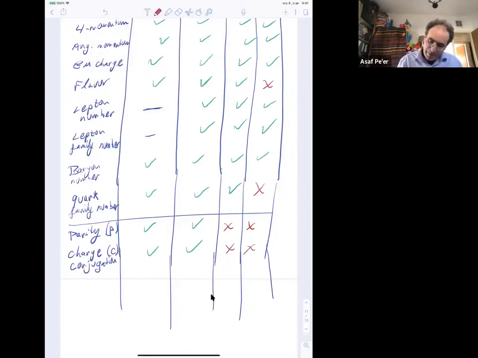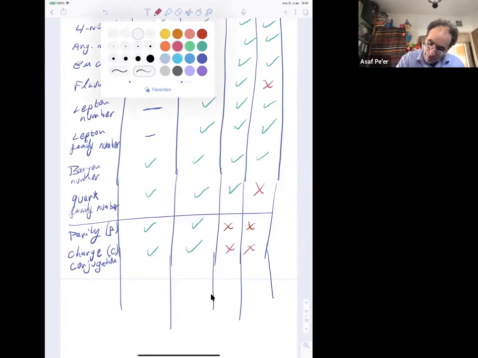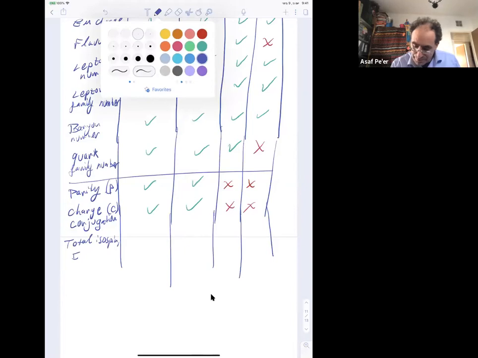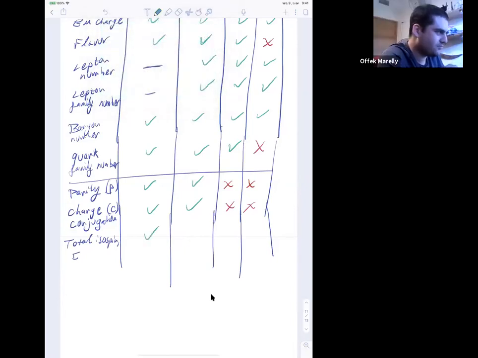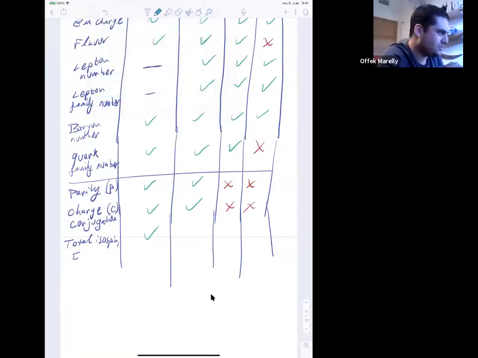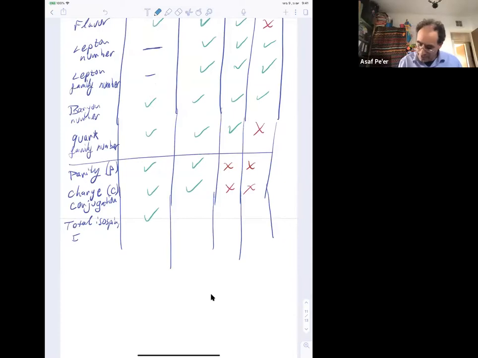What about the isospin? We discussed that as well. Total isospin. What about the strong interaction? Yes. And the rest? The rest is not relevant. Isospin is a property of the strong interaction. What about the isospin projection?